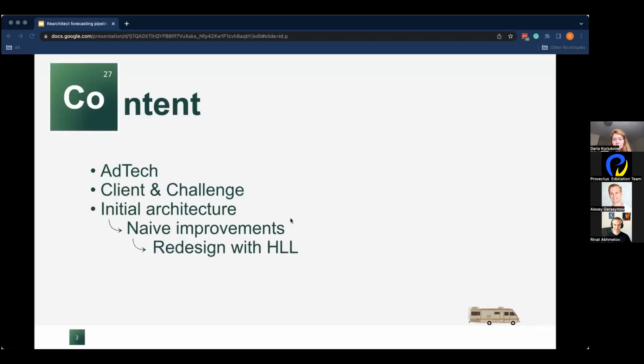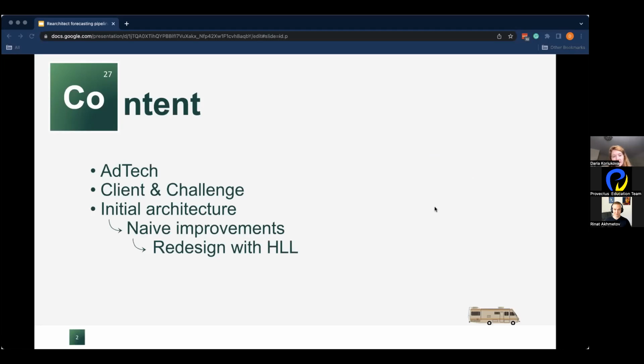So in terms of the content, first, I want to make sure that we all are on the same page in terms of the domain. And the domain here today is AdTech, which stands for advertising technology. I'm going to walk you through some of the main characters that play their roles in AdTech, where our particular client is in this domain, and what basically their challenge was.